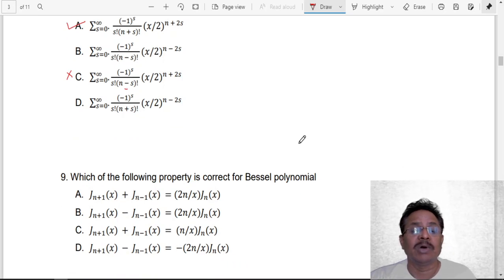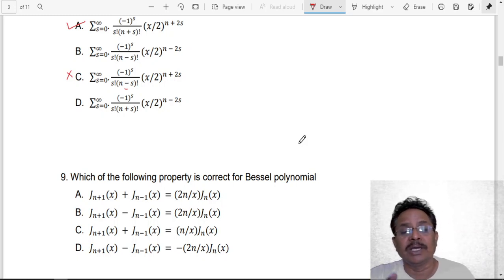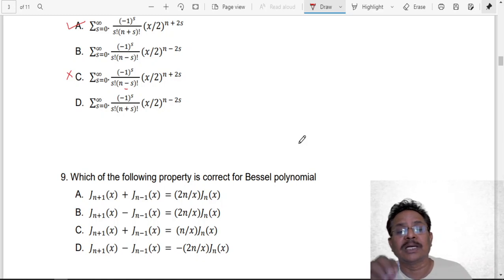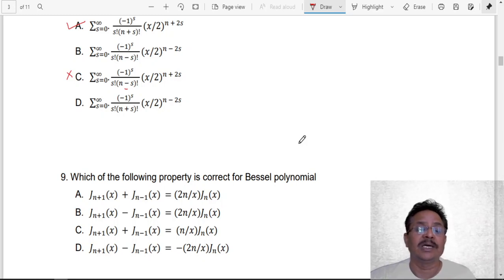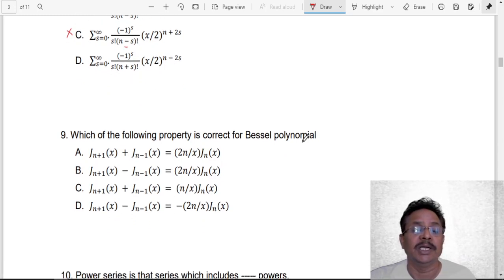Now, just by changing one of the plus or minus, or one of the letter n by s or s by n, we can make certain changes and many options can be given, and you have to identify the correct option. For that, I must know that the Bessel function is defined by such and such function. So A is the correct answer for this question number 8.